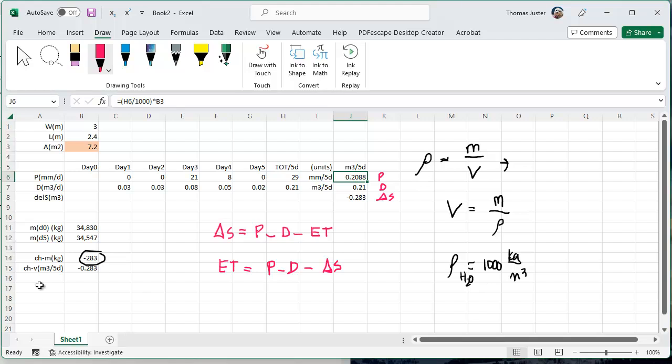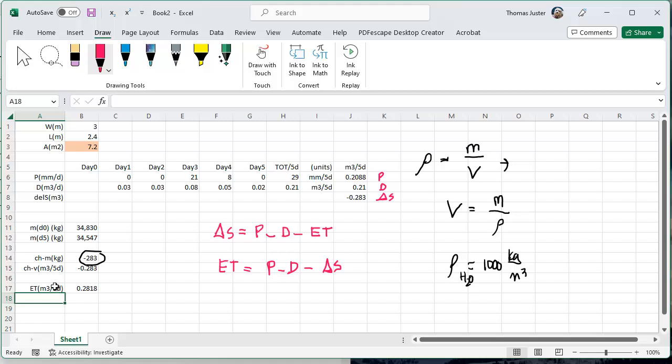We can just calculate. Now, just remember our units here. So this is ET, I'm going to calculate it down here. This is ET in cubic meters per 5 days, and that's going to equal P, which is in J6, minus D, which is in J7, minus the change in storage, which is in J8. And there it is. So ET is positive, that's what we want it to be. We've lost water equivalent to 0.28 cubic meters over the 5 days.